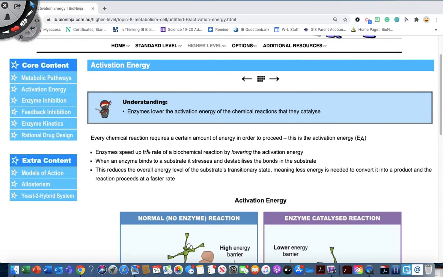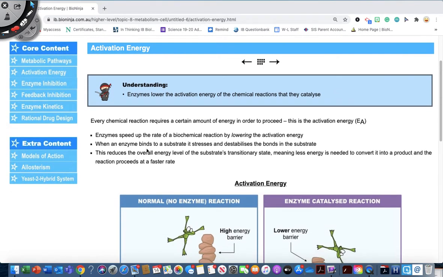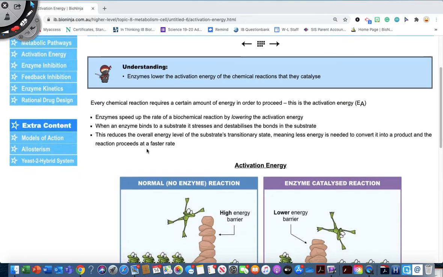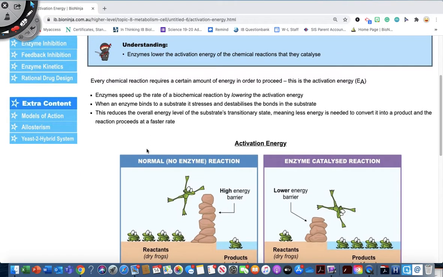All right, so activation energy. You've probably seen this before in chemistry, and if you took physics, you probably saw this as well. But what is activation energy, and what is the formula for activation energy? The essential understanding is that enzymes lower the activation energy of the chemical reaction that they catalyze.